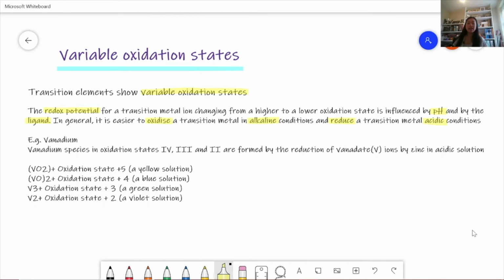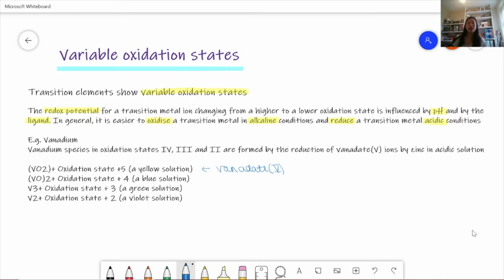So vanadium exists in oxidation states +4, +3, and +2, and they're all formed by the reduction of vanadate(V) ions by zinc in acidic solution. So we start off with this vanadate(V) ion, VO2+, and then it gets reduced by zinc, and so the oxidation state of the vanadium becomes +4, and then it gets reduced again, so it becomes +3, and then finally it becomes a V2+ ion, which has an oxidation state of +2.